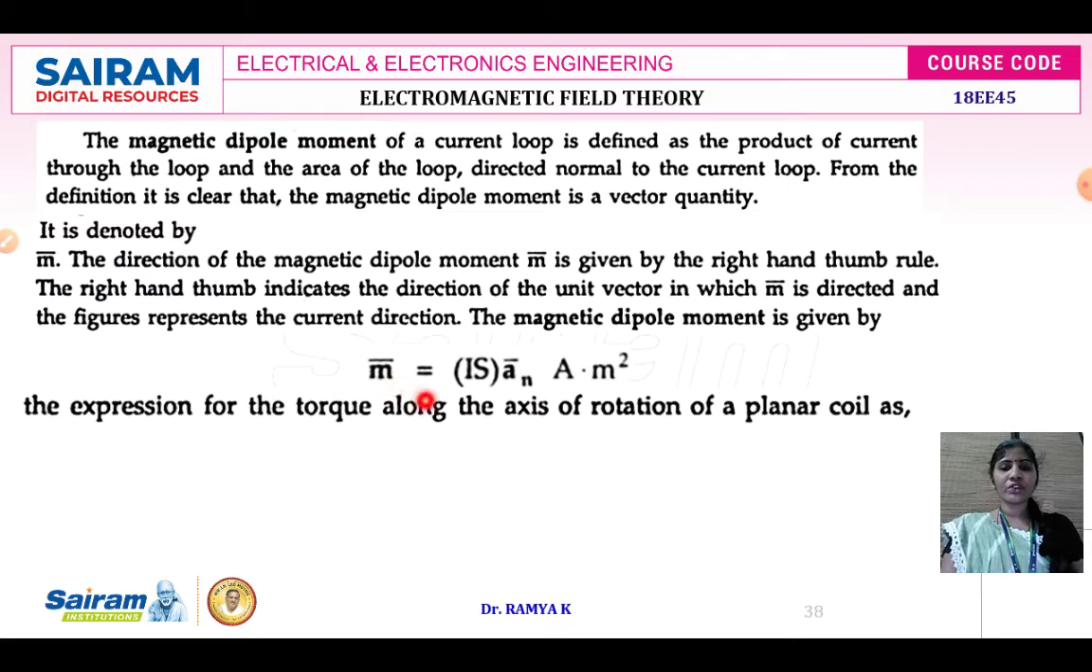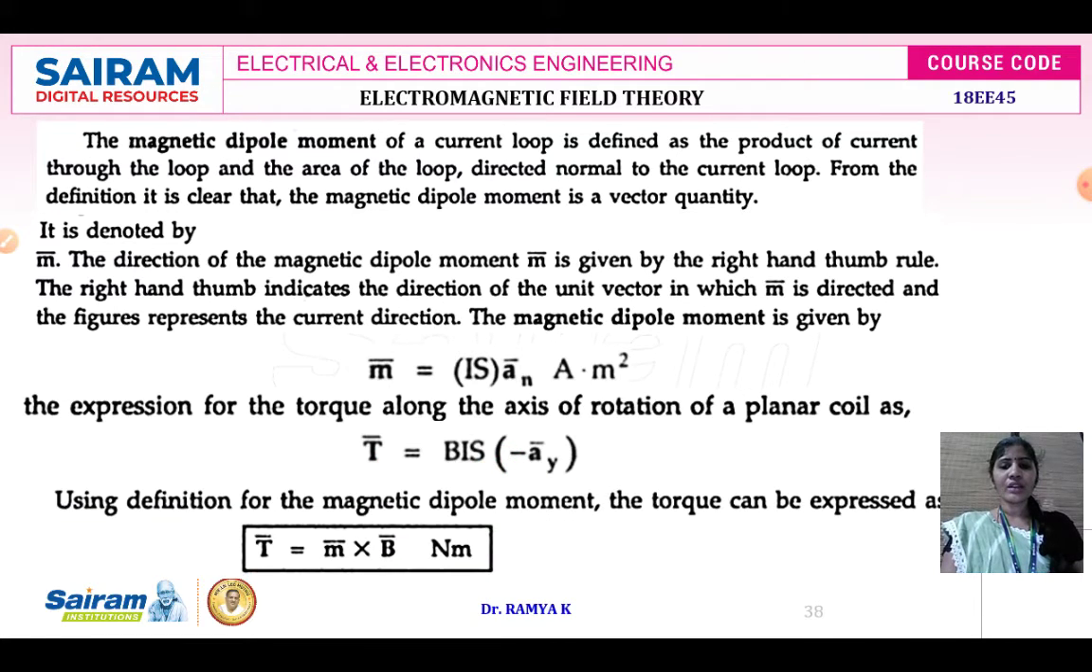The expression for the torque along the axis of rotation of a planar coil is given as T is equal to B I S a_y vector. Using the definition for the magnetic dipole moment, the torque can be expressed as m cross B, where m is the magnetic dipole moment and B vector is the magnetic flux density.